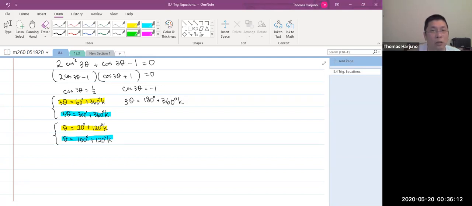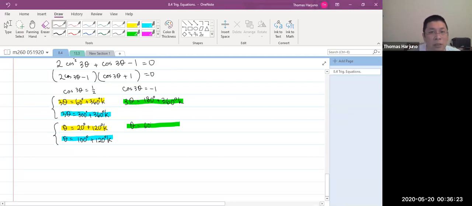And the last one, this guy here, becomes theta equals 60 degrees plus 120 degrees K. Okay, but what we get here is called the general solution. This is the general solution. Now we will squeeze it down to the first period from 0 degrees to 360 degrees.